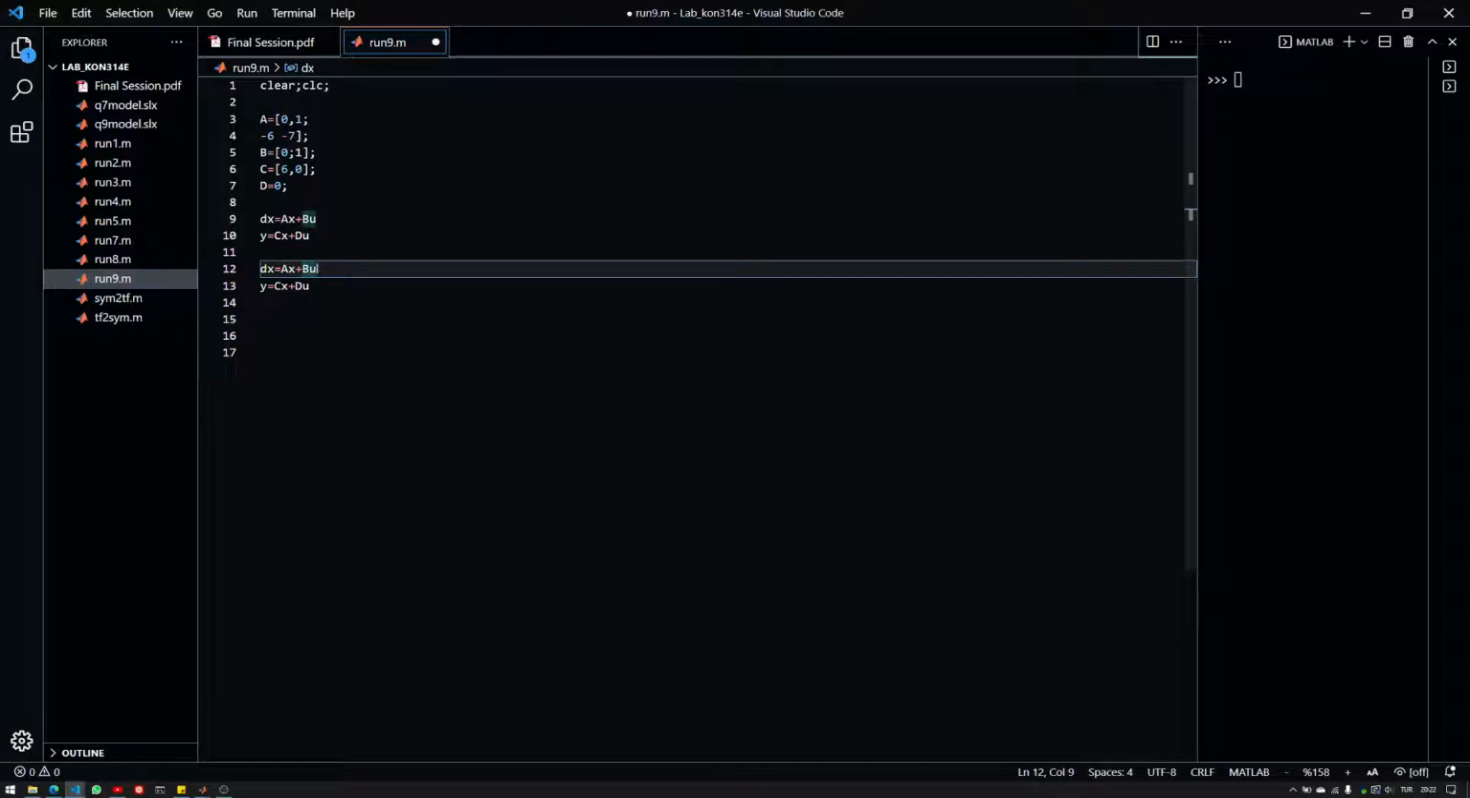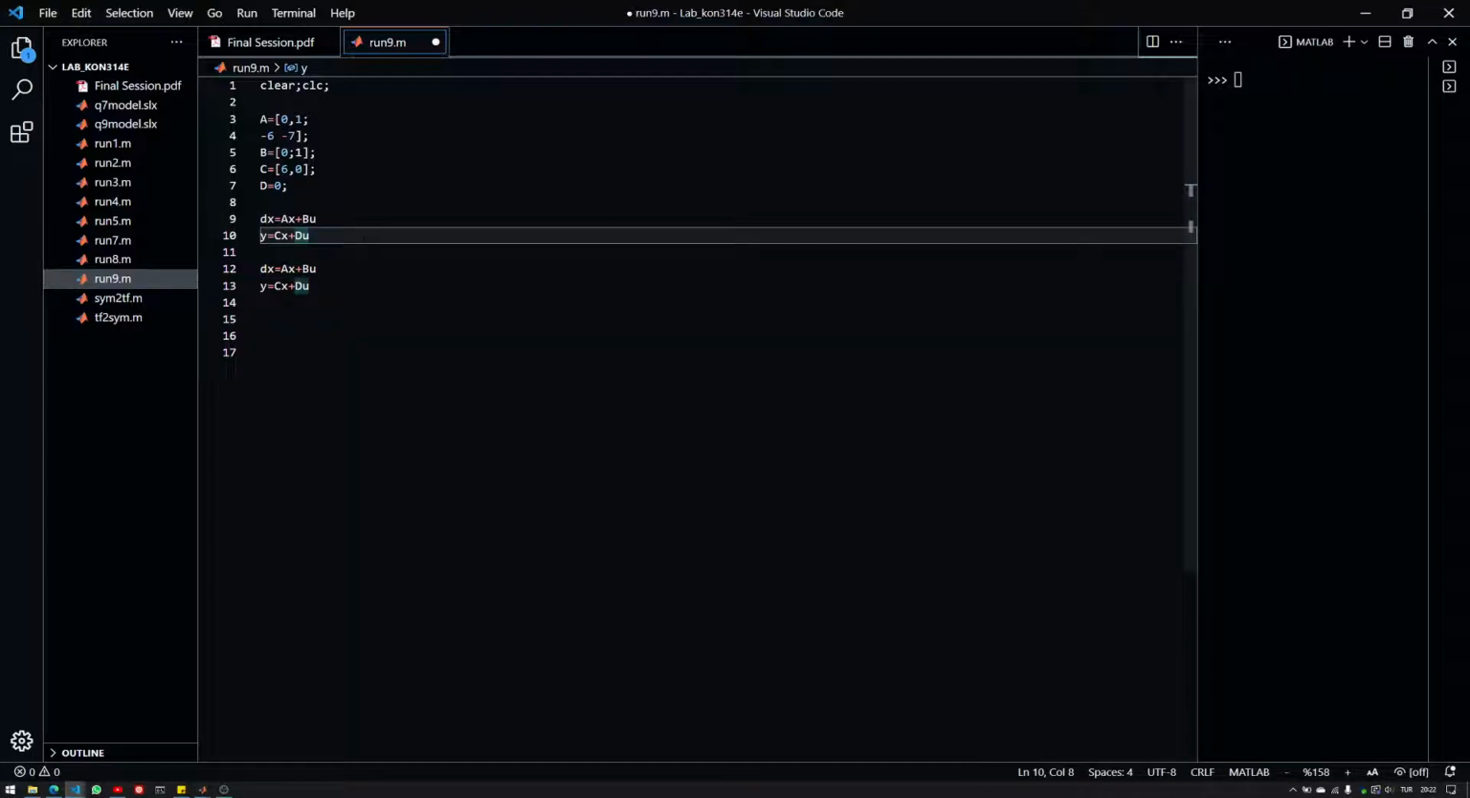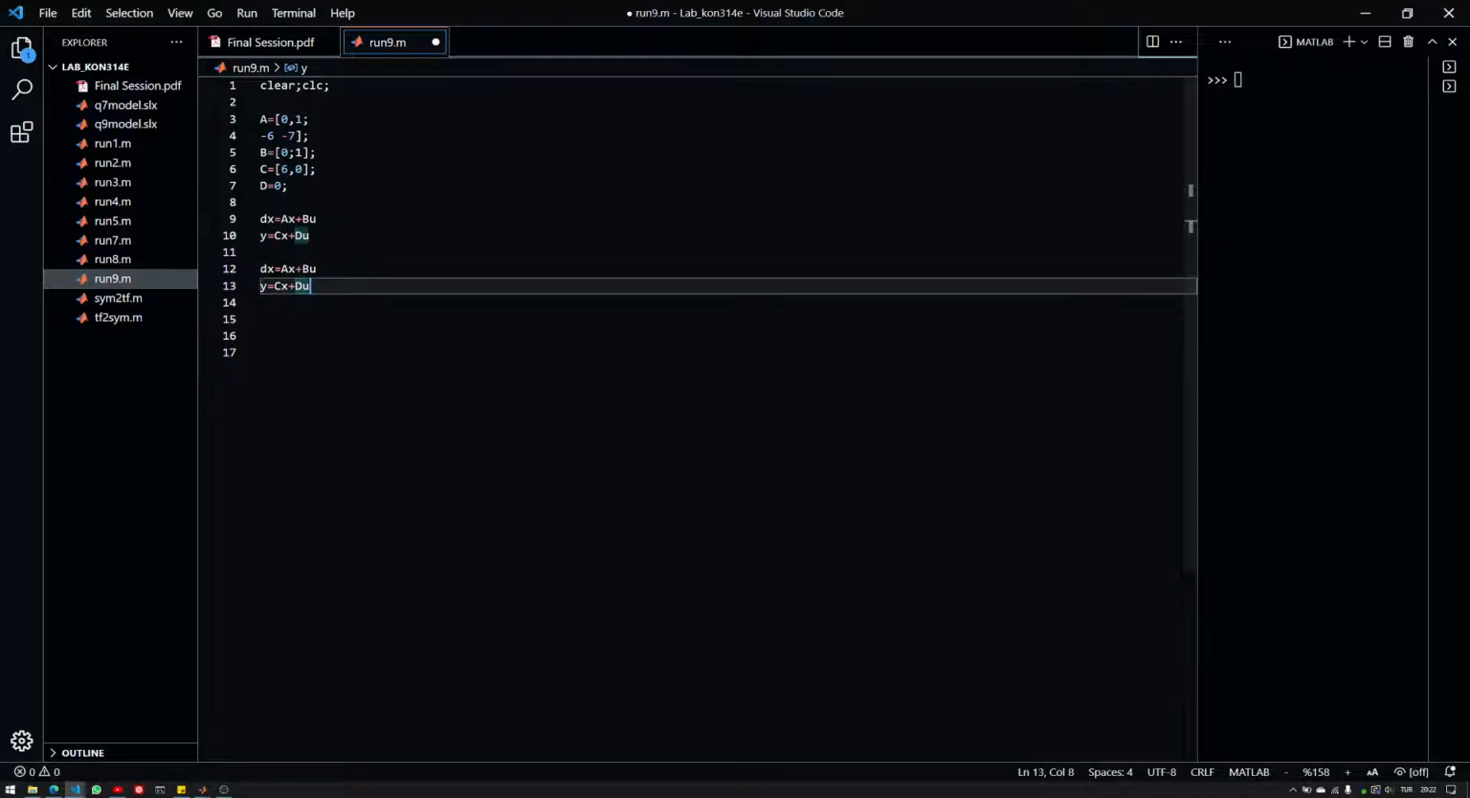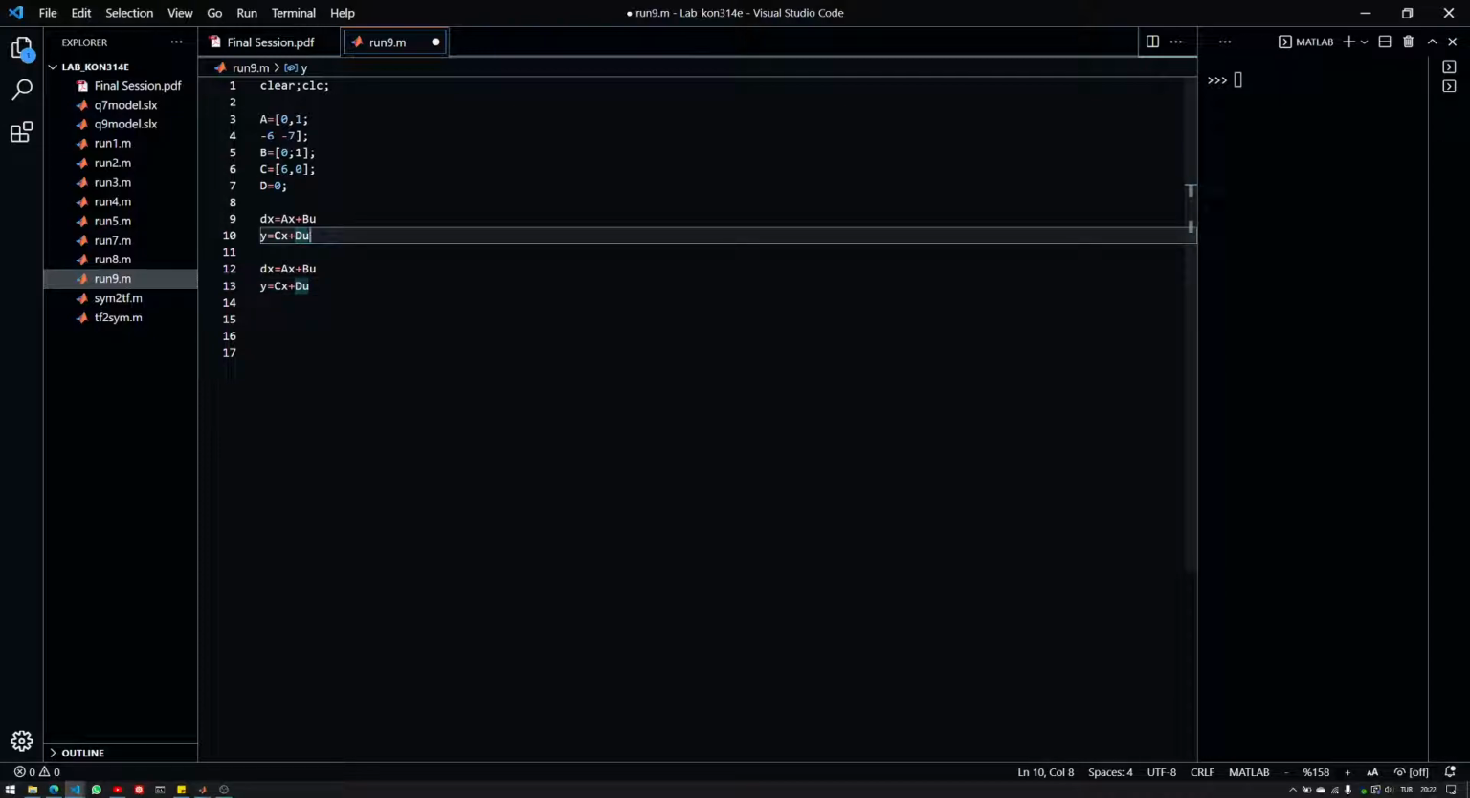But what if this system, so the actual plant here, has an initial condition? Now, the only necessary information is the initial condition. If you know the initial condition, you can rebuild your signal here. Of course, if you have measurement noise and disturbance, that should also be taken into account.